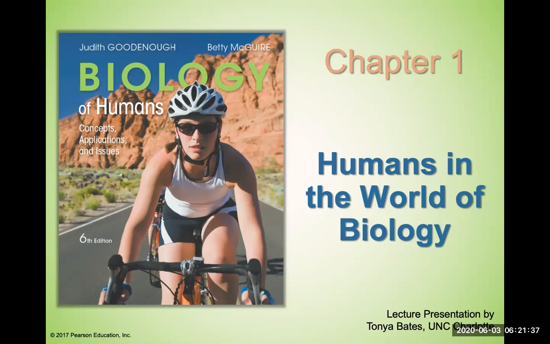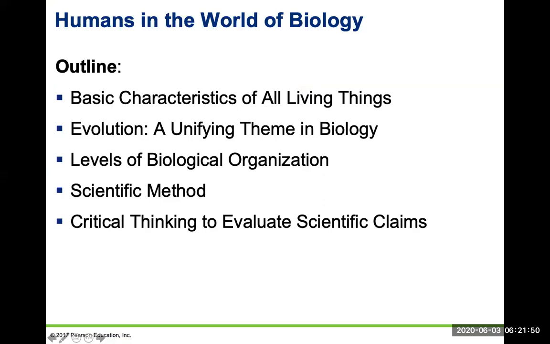So I will go through the PowerPoints a little more quickly than I would if we were meeting for an in-person class, for example. So we'll go through chapter 1. This is humans in the world of biology, and it really goes through just the basic characteristics of all living things, a little bit about evolution, levels of biological organization, the scientific method, and critical thinking to evaluate scientific claims.